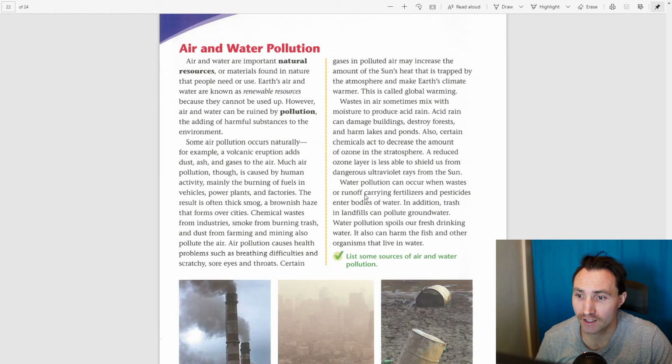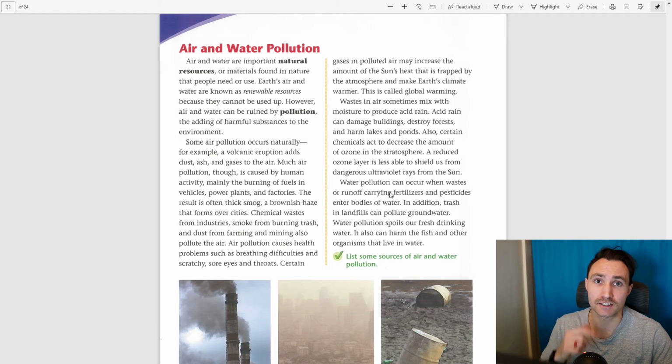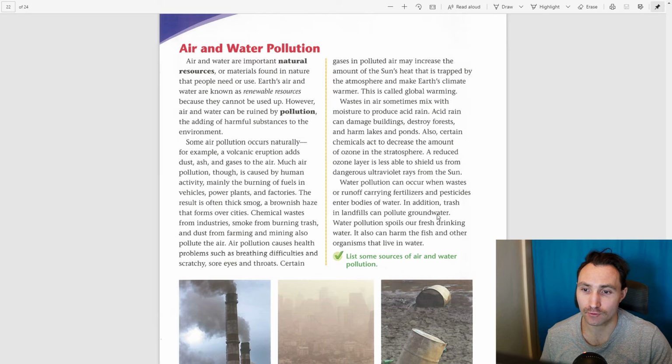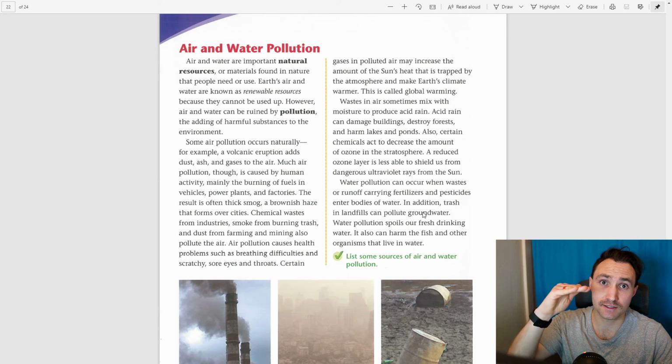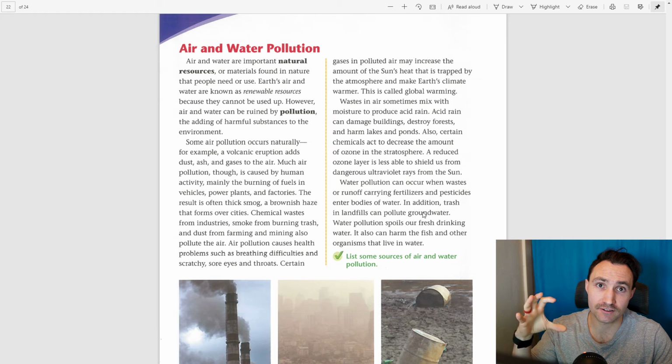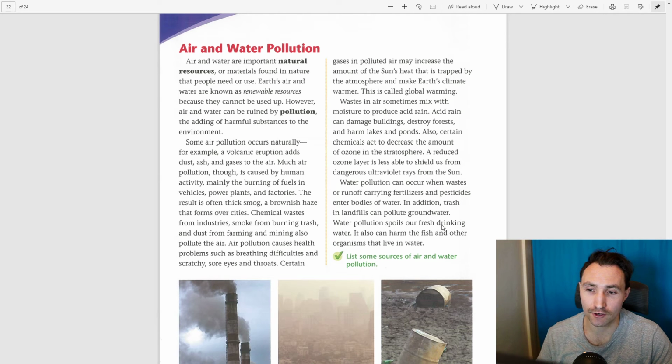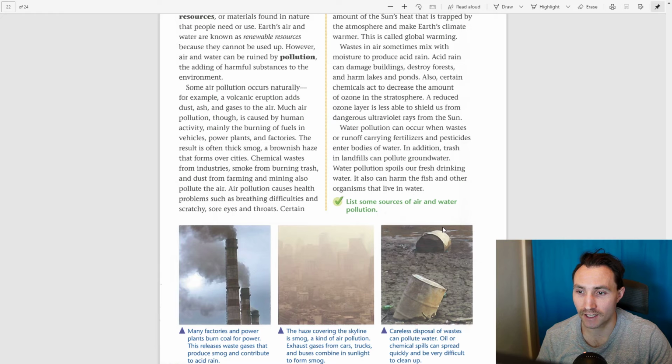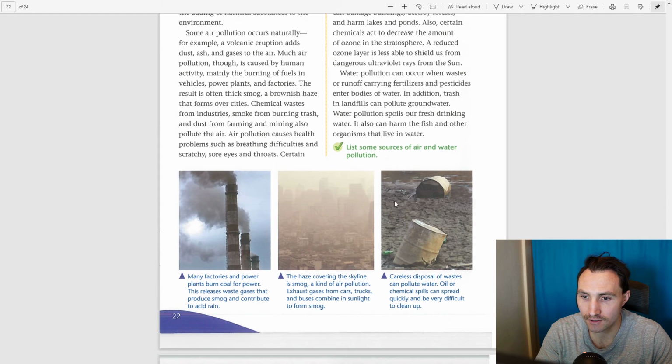Water pollution can occur when wastes or runoff carrying fertilizer and pesticides enter bodies of water. And so that's why sometimes when you go to Home Depot or Walmart, you see natural fertilizer or natural weed killer, right? Because we don't want those chemicals to be running into our waters, right? Our water seeps into the ground and we have our groundwater. And if our fertilizers and pesticides are polluting the groundwater, it will end up polluting our water cycle. Water pollution spoils our fresh drinking water. It can also harm the fish and other organisms that live in water.